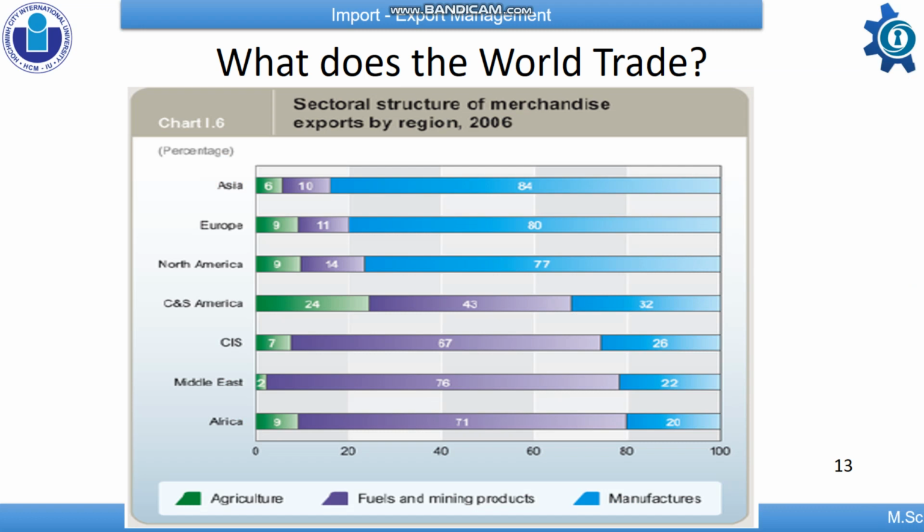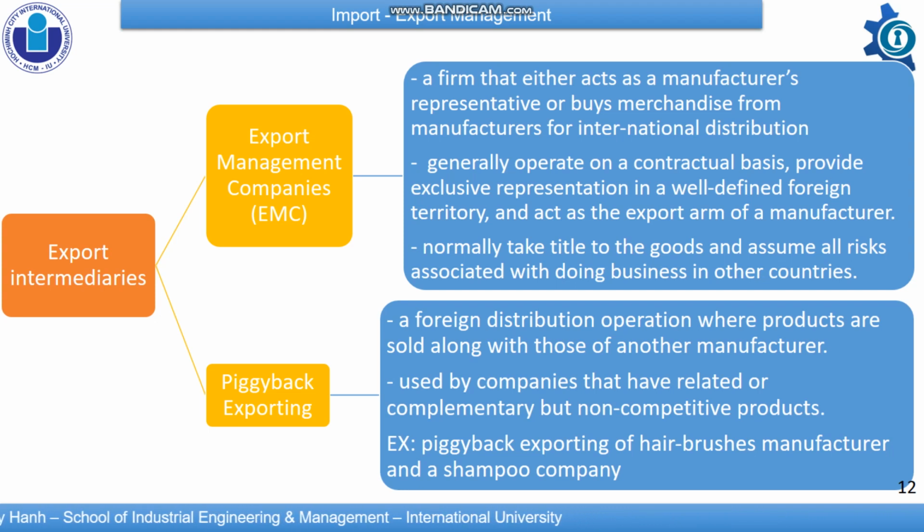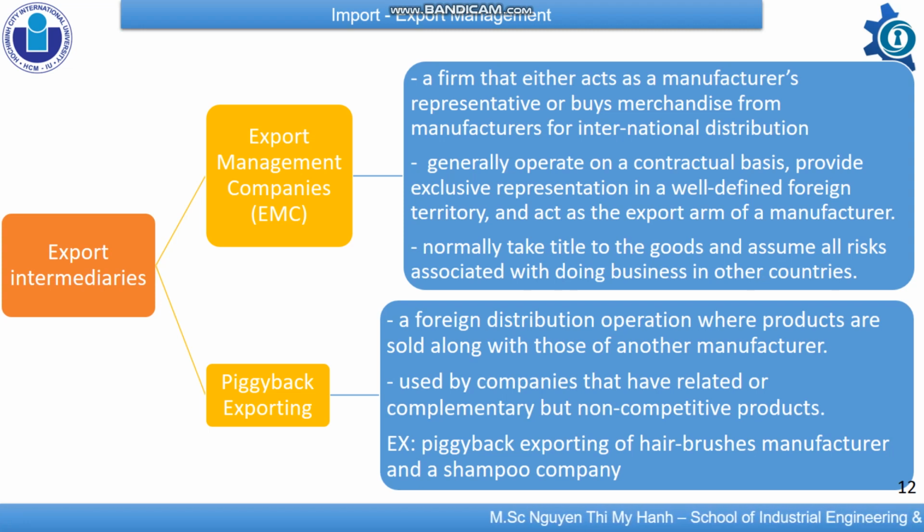Okay, so those are the different channels, direct channel and indirect channel, that a country can use to export to other countries. And let's look at what types of products we are trading in the world.